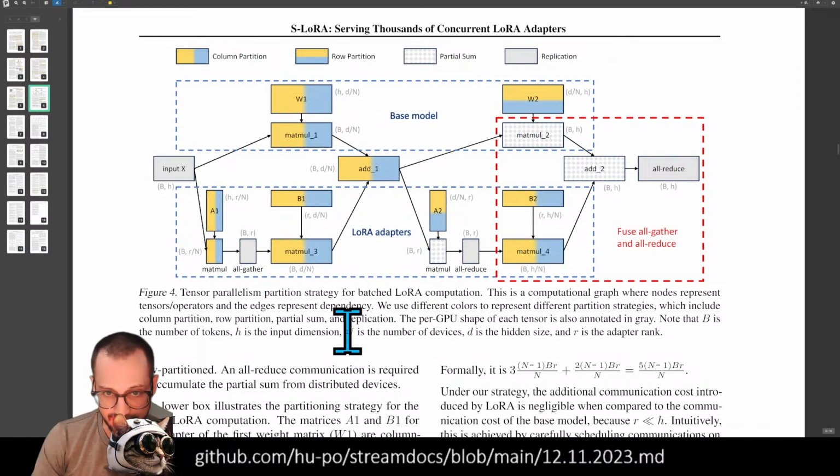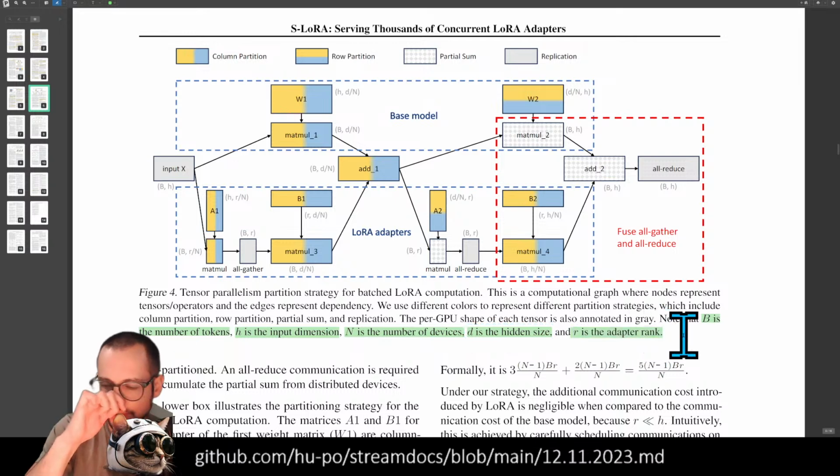Let's highlight some of these. B is the number of tokens. H is the input dimension, right? And that's the dimension that's common between the LoRa and the KV cache. N is the number of devices, so how many GPUs you have. And then D is the hidden size, and then R is the adapter rank. So different LoRas have different size R, but the R is generally much smaller than the input dimension.